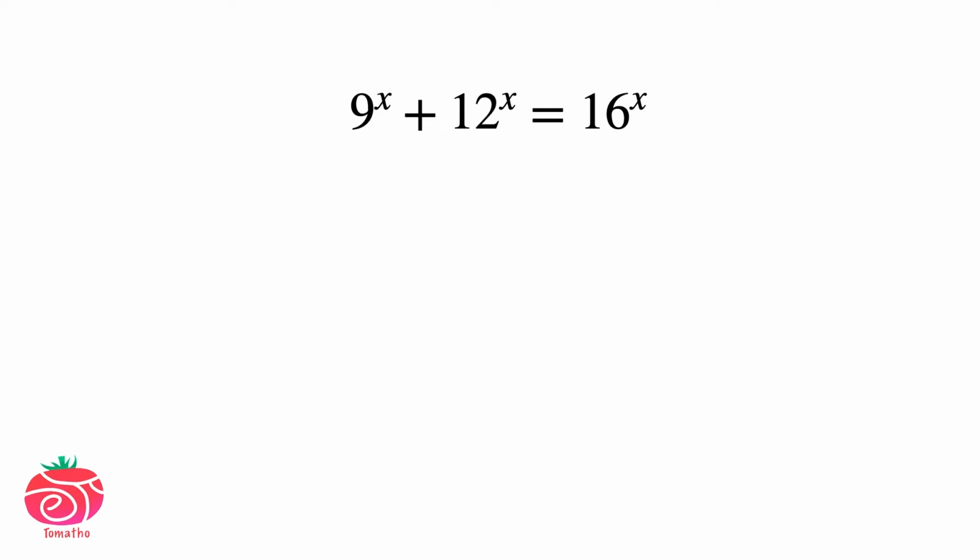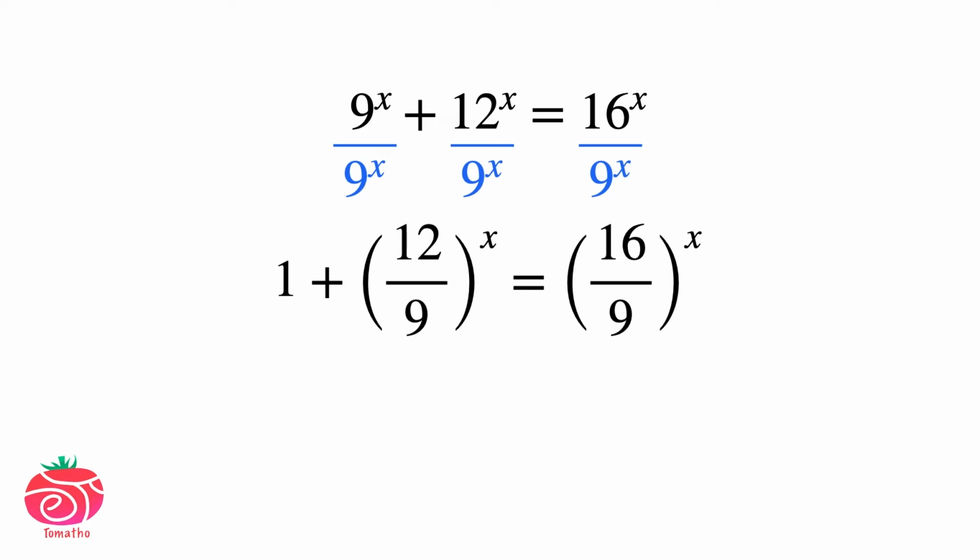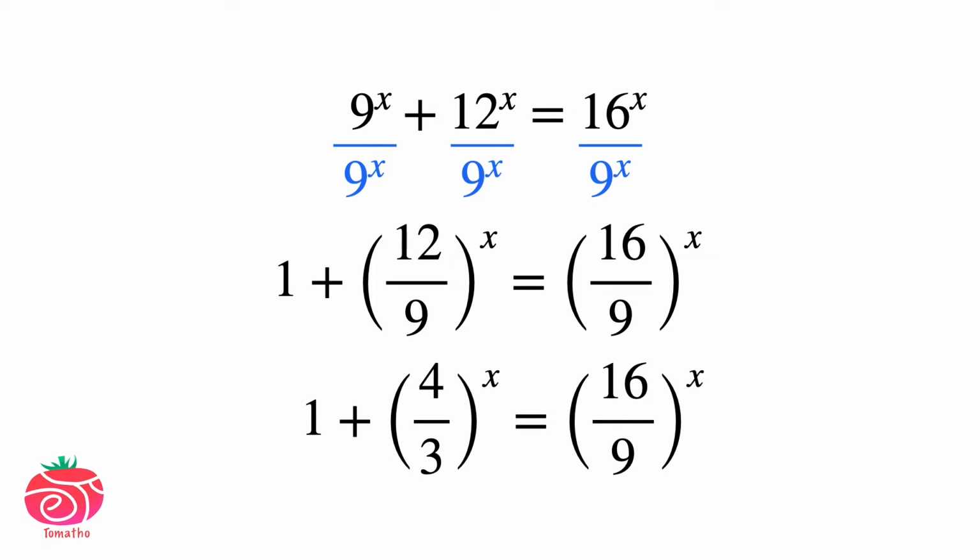From the original equation, you may be very confused. How do we even start? Let me give you a simple trick. Let's divide both sides by 9 to the power of x, and this equation becomes 1 plus (12 over 9) to the power of x equals (16 over 9) to the power of x. And since 12 over 9 can be simplified as 4 over 3, we can rewrite it as follows.